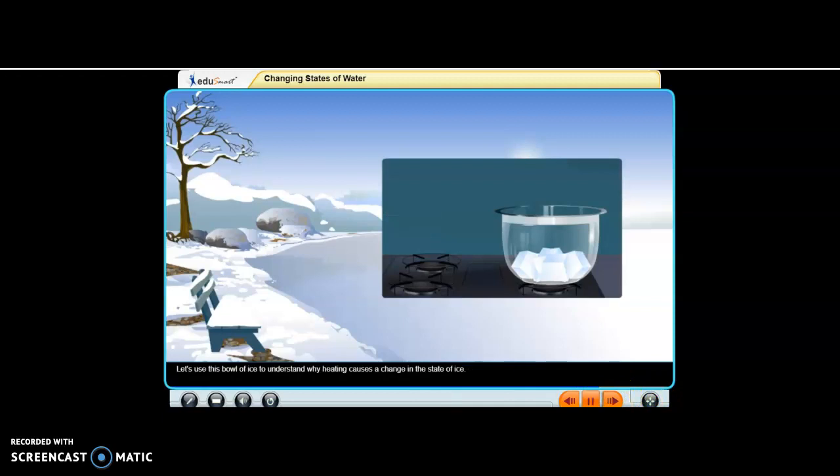Let's use this bowl of ice to understand why heating causes a change in the state of ice.